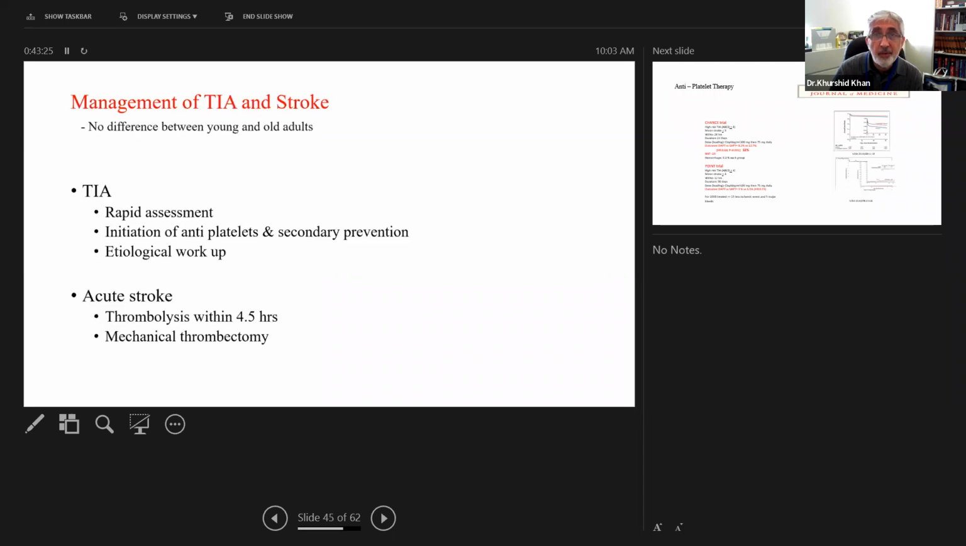Management of the TIA and stroke, there is no difference in the young adults and the old adults. Rapid assessment is paramount to diagnose TIA, initiate etiological workup. But the most important initial workup is obviously blood count and vascular imaging and brain imaging, because mimics can present with TIA-like symptoms, and initiation of antiplatelet therapy and other secondary prevention intervention. For acute stroke, again, there is no difference, young or old adults, with respect to thrombolysis or mechanical thrombectomy.